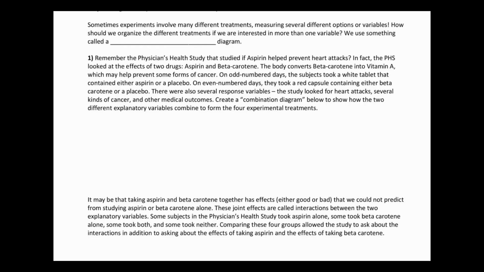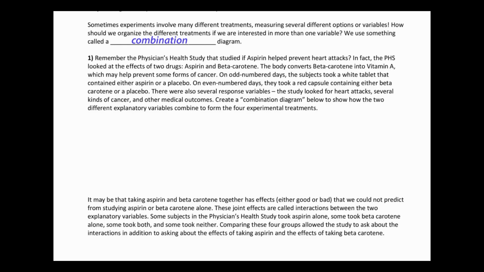If we're interested in more than one variable, we sometimes use what's called a combination diagram, because it's going to show us the different combinations of treatments that people might go through. So you're going to see that this is a little bit of a grid. If you've taken science, you probably are familiar with Punnett squares, which show the different combinations of genes that a child or an offspring might receive from their parents. And it's kind of similar to that. So we're going to look at this first example, and we're going to see how to construct a combination diagram.